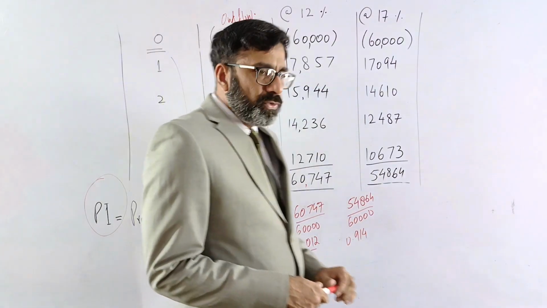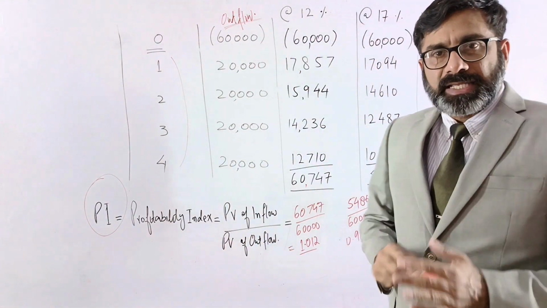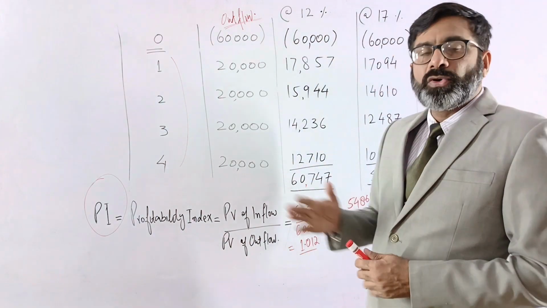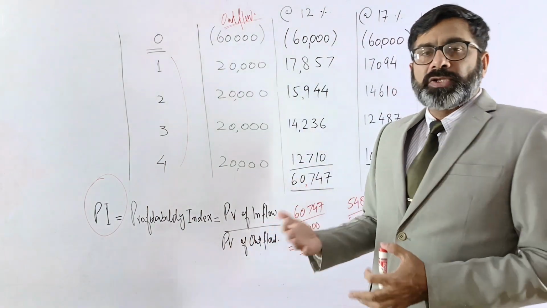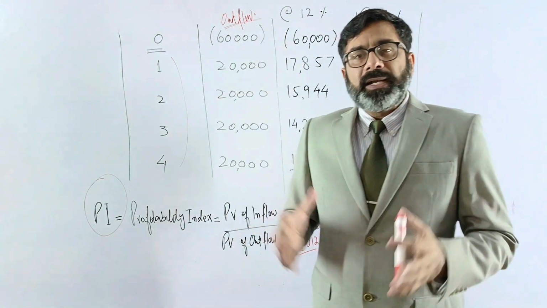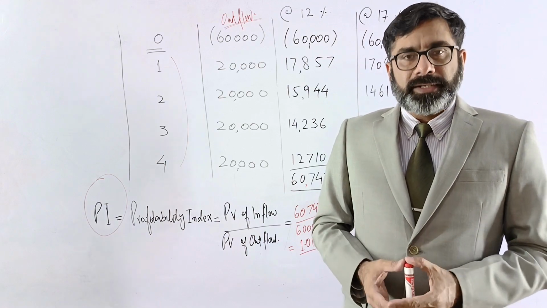It means we have to reject this project if our required rate of return is 17%. But if our required rate of return is 12% or even less than that, this project should be accepted. So this is the concept of the profitability index, how it is calculated and how we make the decision related to it.